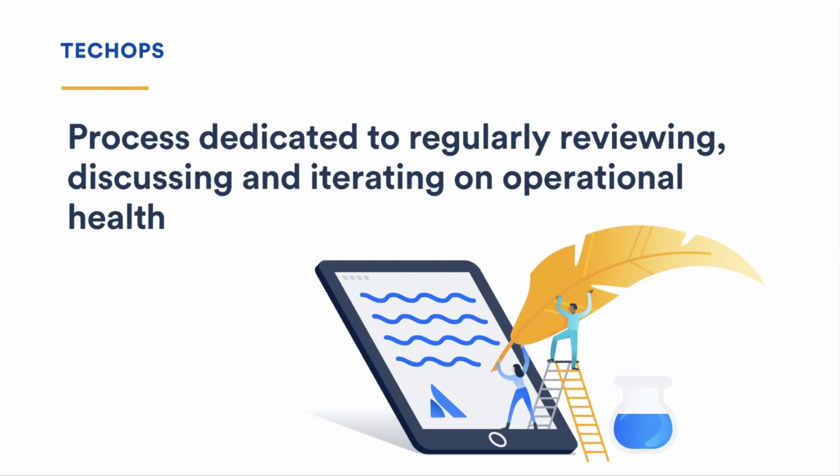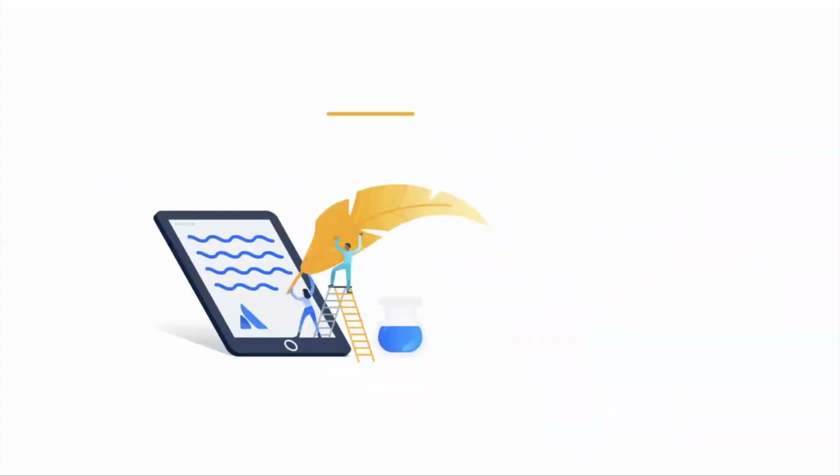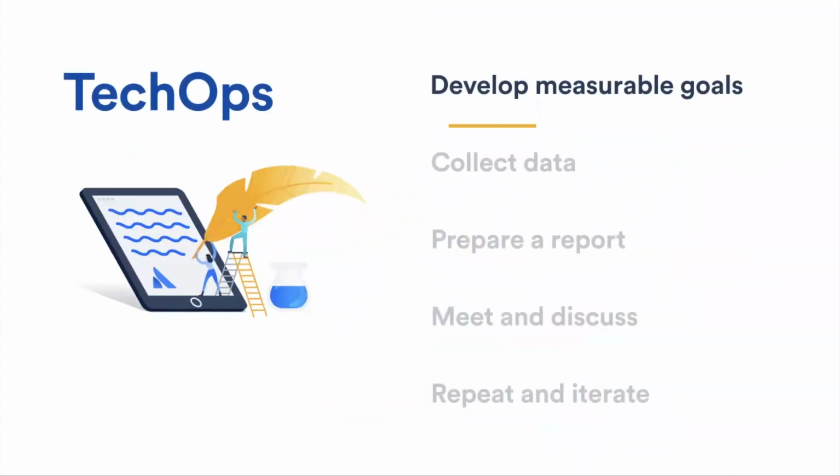And it is worth pointing out, we did not invent TechOps at Atlassian. This is something that's been around for quite some time from other companies such as AWS. But this particular team executed TechOps in 5 steps. They first sat down and developed some measurable goals that they wanted to work towards with respect to operational health.